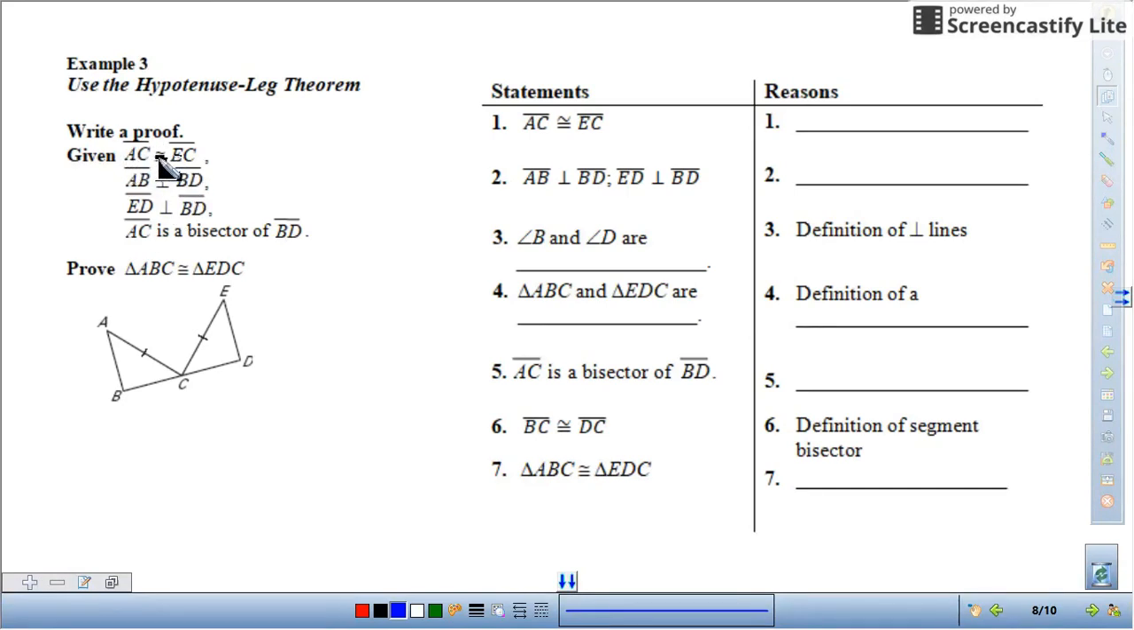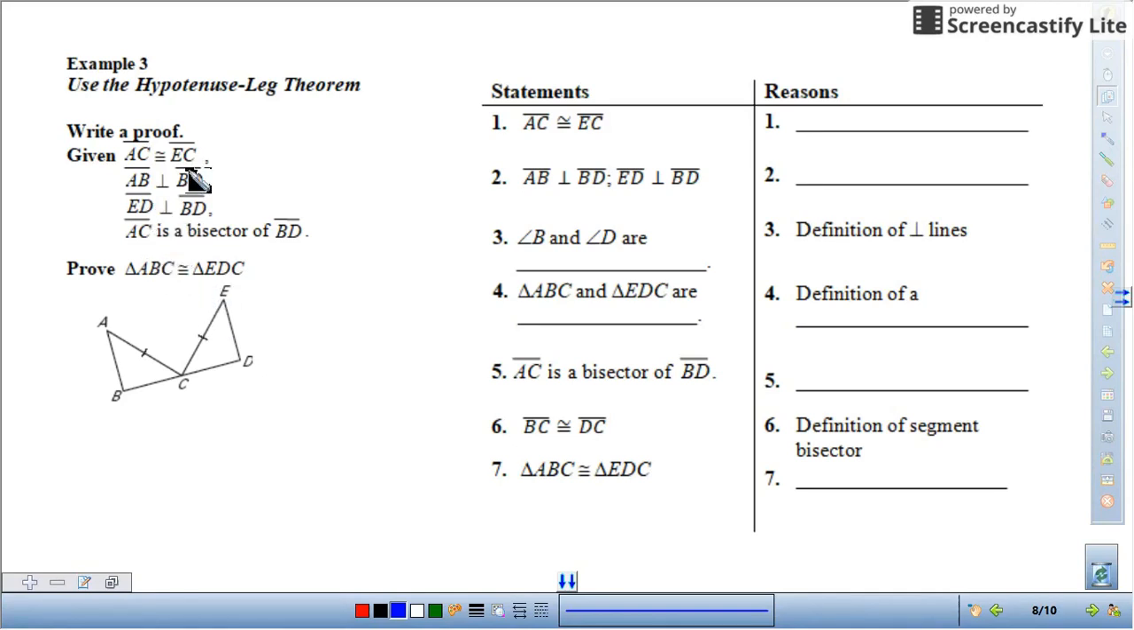We're given that AC is congruent to EC. We're given that AB is perpendicular to BD. Given that ED is also perpendicular to BD. And we're given that AC is a bisector of BD. We want to prove that the two triangles ABC and EDC are congruent.